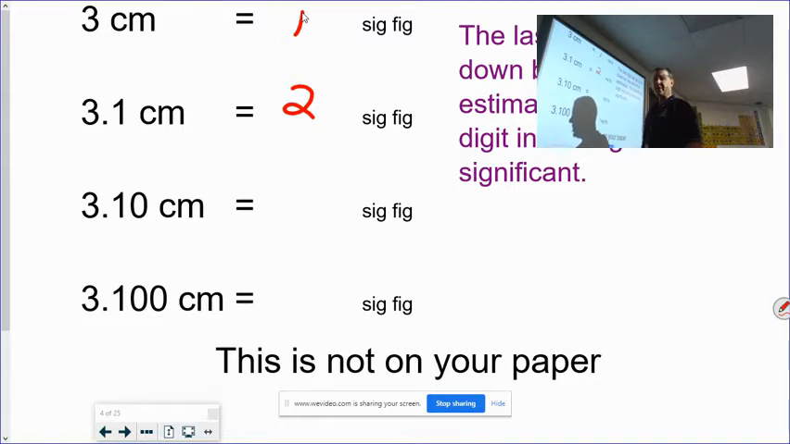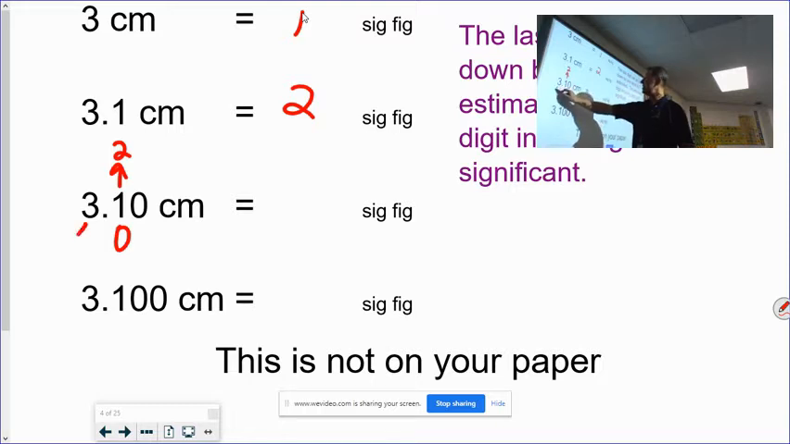So I want you to pause the video and see if you can answer these next 2. Well, in this next one right here, if this 0 was not here, that would mean that this 1 is my estimated digit. And this estimated digit could go up to a 2, could go down to a 0, depending on who did the measurement. It's an estimated digit. But the 1 is not the estimated digit. The 0 is the estimated digit.